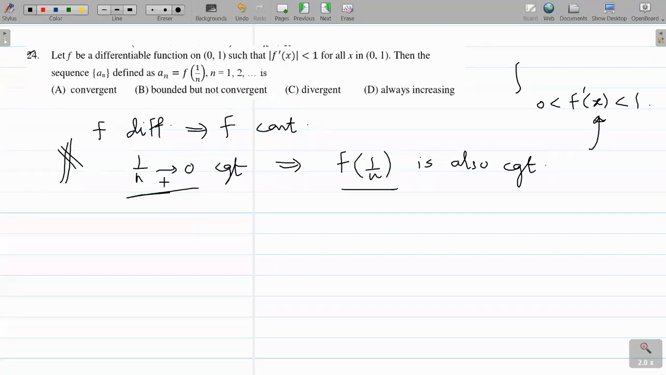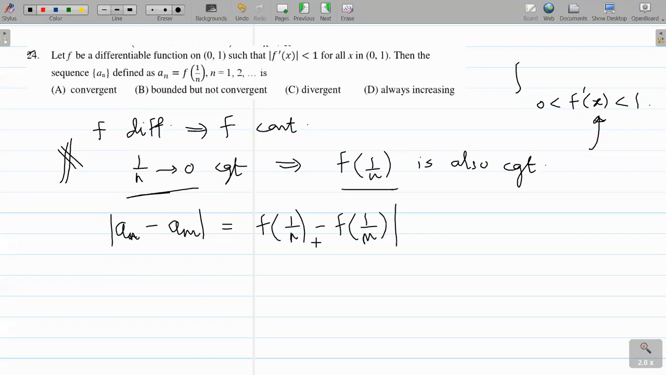I'll just give a hint. If I try to show that this is a Cauchy sequence, like a_n and a_m, let's see whether we can manipulate this. So this is like f of 1 by n minus f of 1 by m. Can we control this at least?